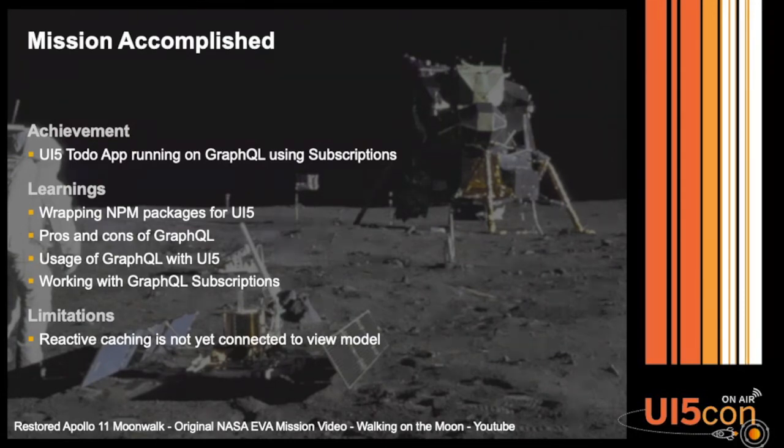We had some learnings, and one important learning for me is how to wrap npm packages for UI5, because this cannot only be applied just for Apollo. It's a general boilerplate, a general template, which could be applied to any other npm package. We learned some pros and cons of GraphQL, and we also showcased an example of how it could be used. That's maybe not the best of breed, and there might still be some work to do there, but it's, I think, a starting point to think about that, and let's see whether more ideas will arise out of that.